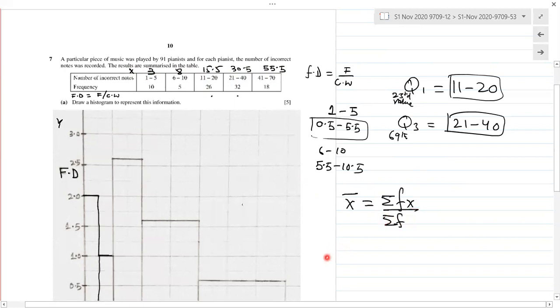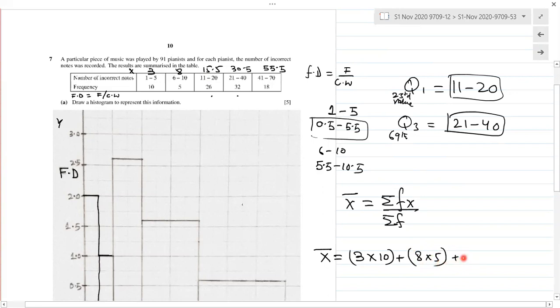So sigma fx. f is the frequency multiplied with the x value. Remember, this is the frequency, it's not the frequency density. So we multiply the frequency. So it's 3, the x value, multiplied by its frequency, that's 10. So I'll just do it over here. It's convenient so I can see the table and write down the values instead of doing this on the next page. So now I have 8 multiplied by 5.